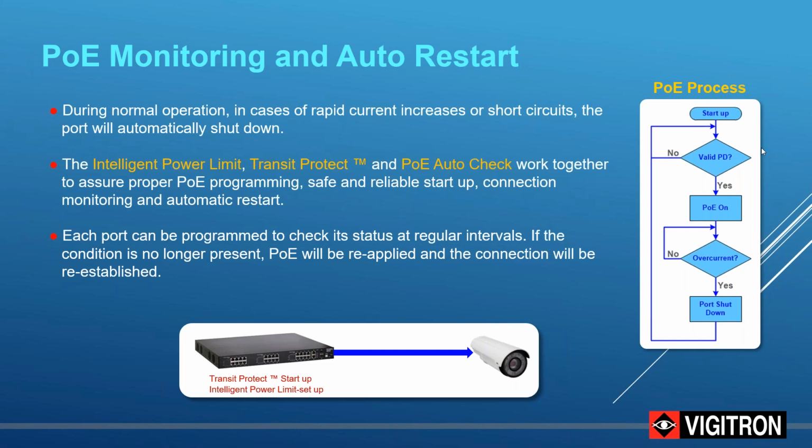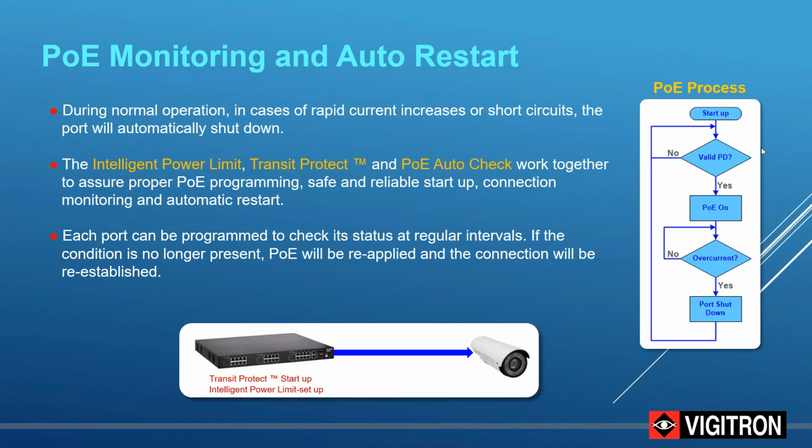Well, the first thing is, we generate the power based on the resistance of the cable using intelligent power limit. But now another thing comes into play. What if there is a big surge? How do we know whether that surge is due to a short or it's due just to the startup? Well, we have another feature within Vigitron switches called Transit Protect. And Transit Protect will automatically determine that condition. It'll know whether it's a short or whether it's a surge.